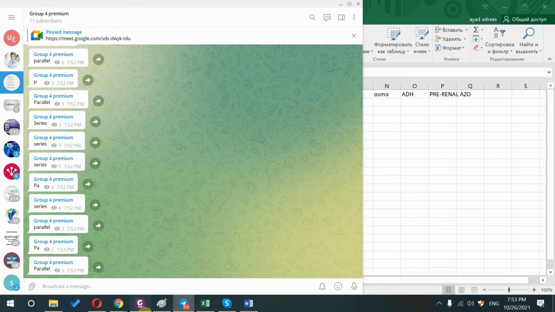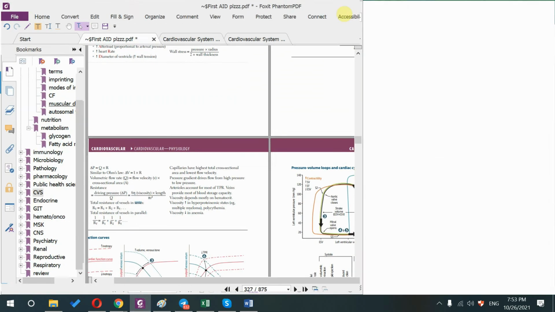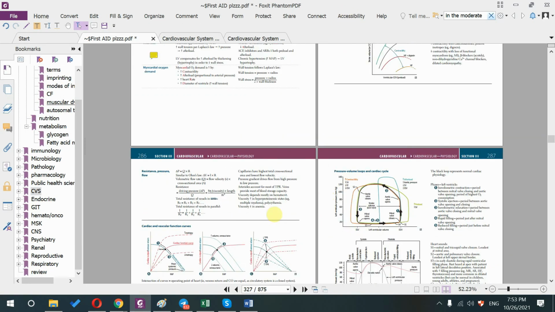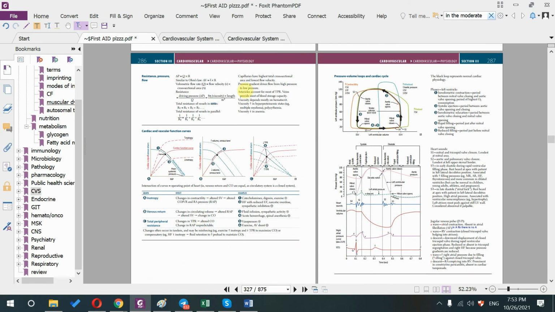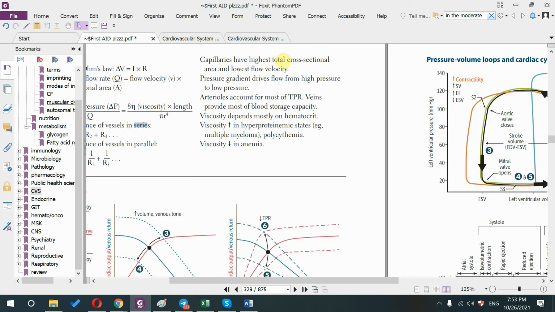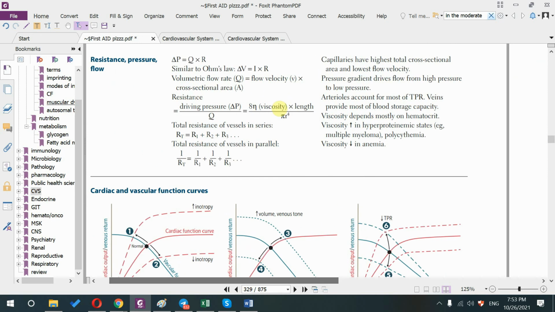So now we go back to this. Okay, guys. So what they write for us here. Capillaries have the highest total cross-sectional area. Do not be tricked with this. It's a cross-sectional area, not pressure. And the lowest flow velocity. You are like, wait. You are wrong.